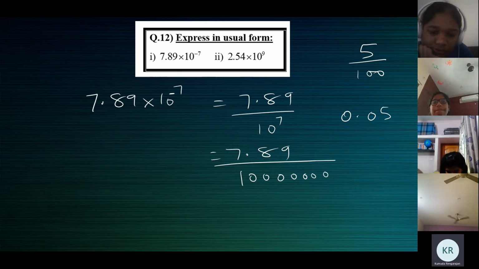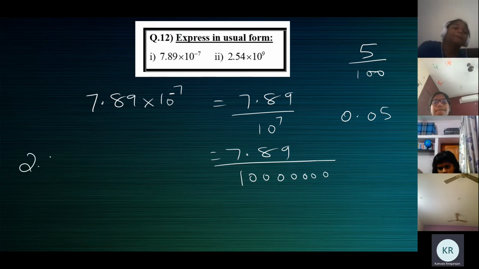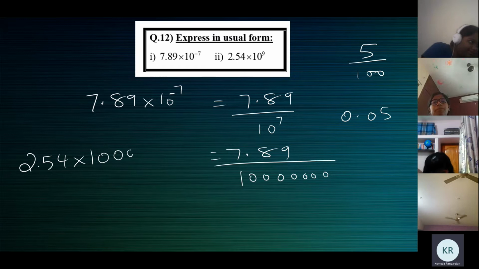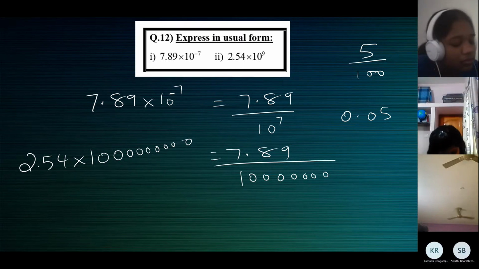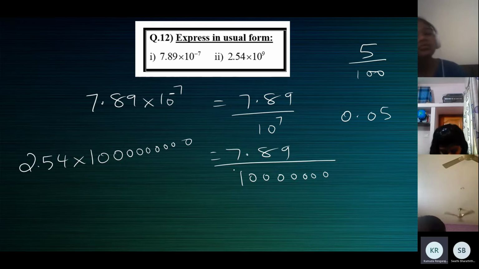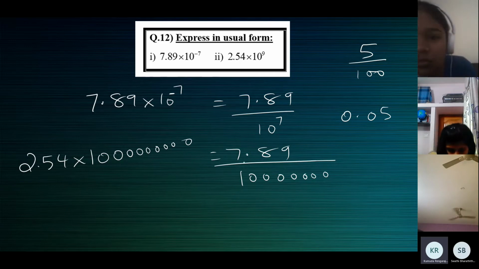You can follow what I told you now. When it is 2.54 into 10 to the power 9, that means 9 zeros. You'll have to multiply 2.54 by 1 followed by 9 zeros. So the value increases. But here you're dividing 7.89 by 1 followed by 7 zeros, so the value will decrease.